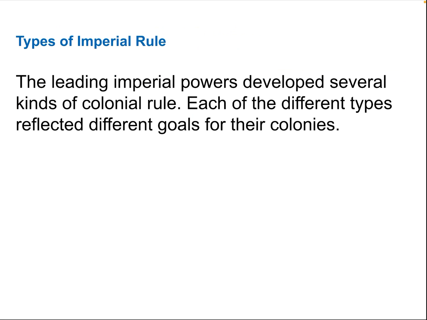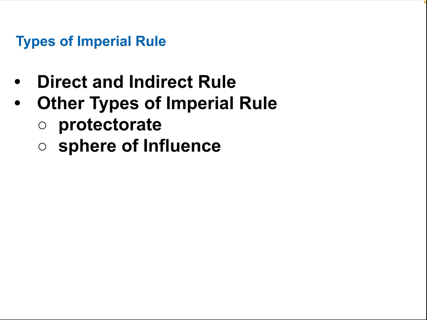Now, there's different types of imperial rule. The leading imperial powers developed several kinds of colonial rule. Each of the different types reflected different goals for their colonies. And so you had the idea of direct and indirect rule. The French practiced, for example, direct rule, sending officials and soldiers from France to administer the colonies. Their goal was to impose French culture and really just turn these colonies and provinces into French, basically make them as French as possible. It was a little more expensive, but it was an effective tool of trying to get your point across.